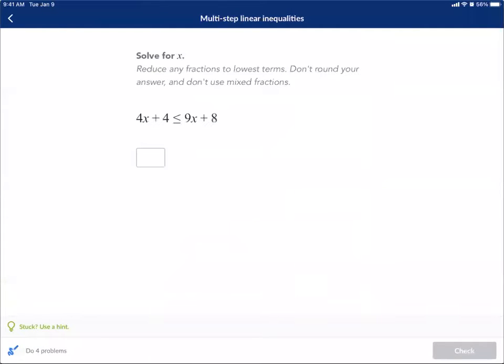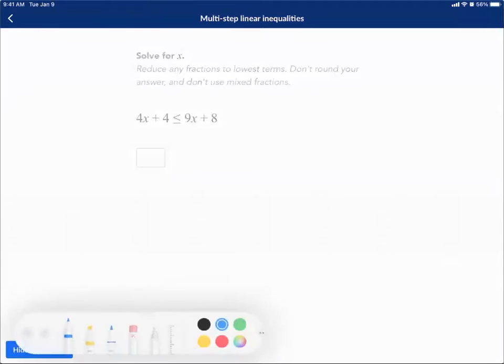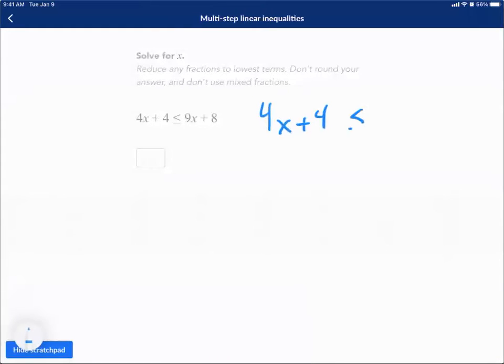So we're going to solve for x. The instructions say to reduce any fractions to lowest terms, don't round your answer, and don't use mixed fractions. So we just want to reduce any fractions to lowest terms. We're going to look at this like we did before. We have 4x plus 4, which is less than or equal to 9x plus 8.